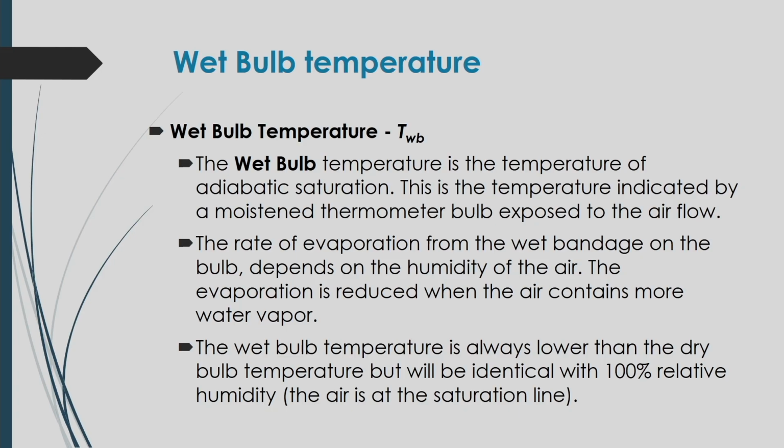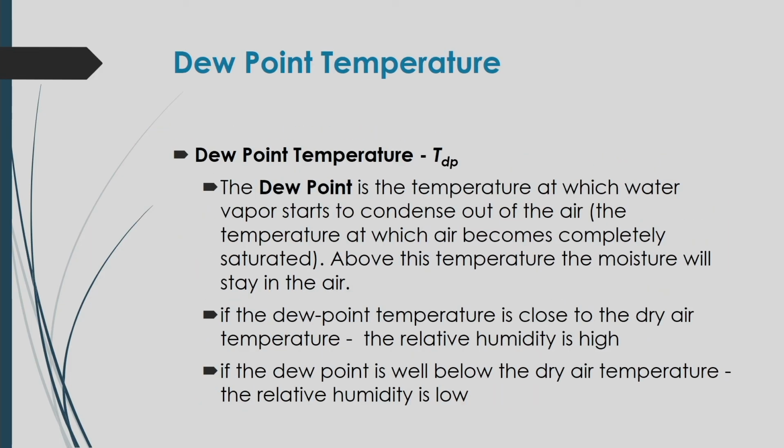This is the temperature indicated by a moistened thermometer bulb exposed to the air flow. The rate of evaporation from the wet bandage on the bulb depends on the humidity of the air, and the evaporation is reduced when the air contains more water vapor. The wet bulb temperature is always lower than the dry bulb temperature, and you have to remember that it will be identical with the dry bulb temperature at 100% relative humidity, when the air is at the saturation condition.